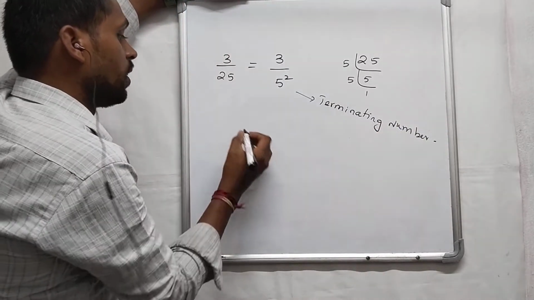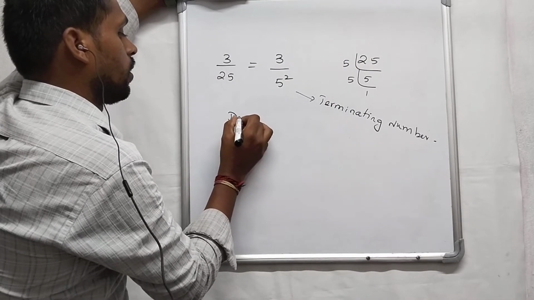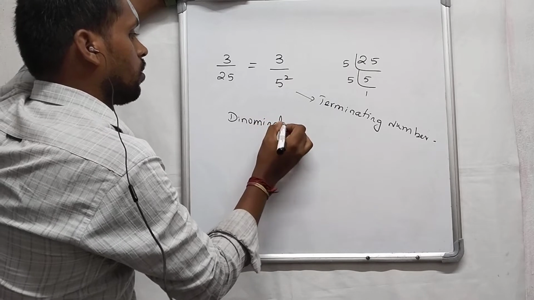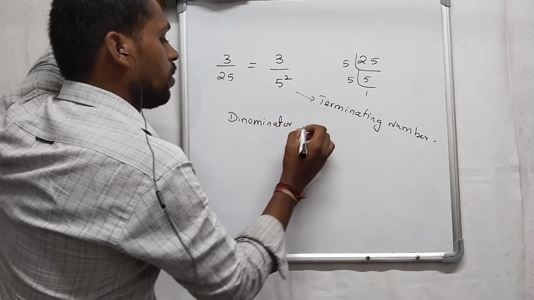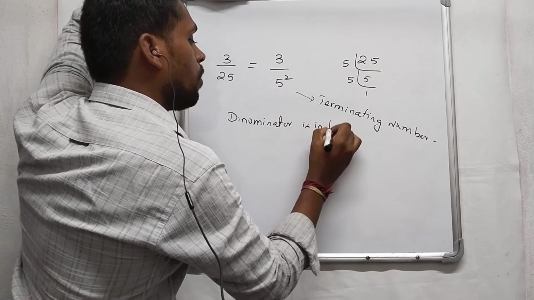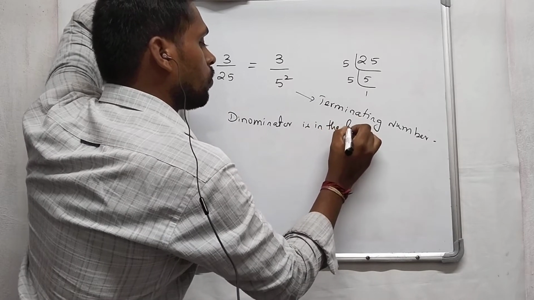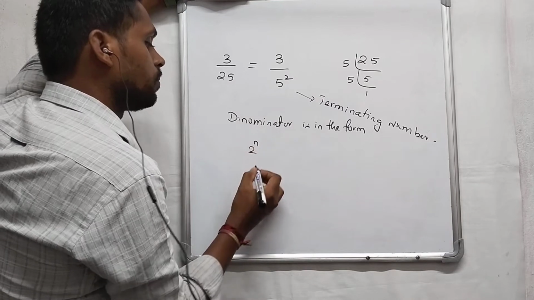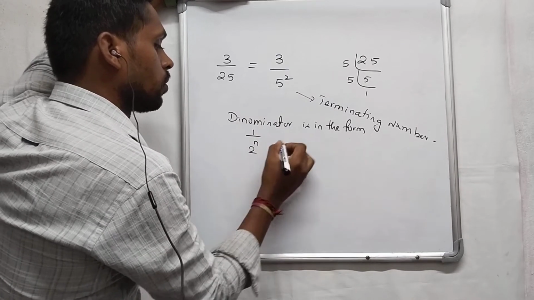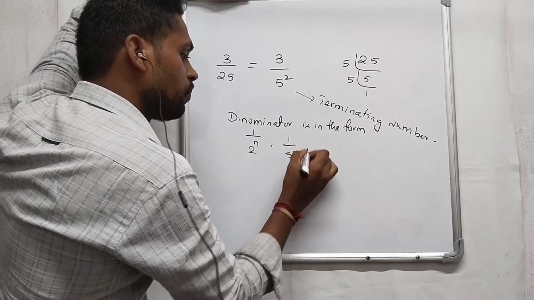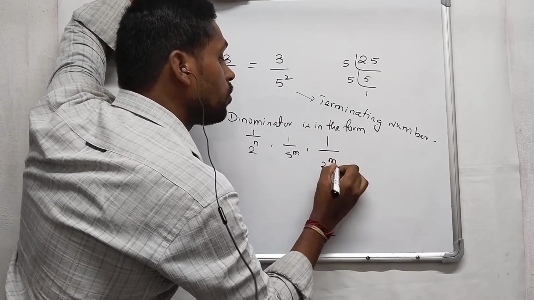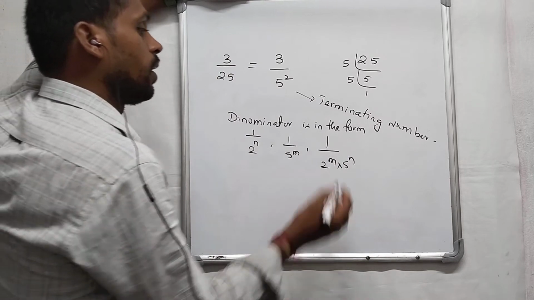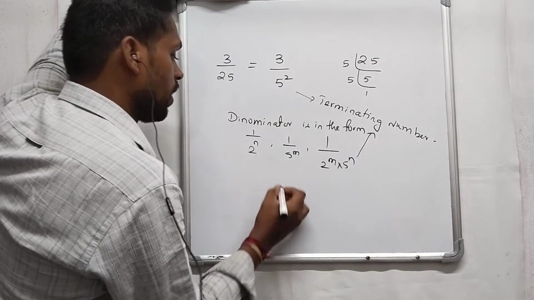So one thing: if the denominator is in the form of 2 power n, 5 power m, or both, 2 power m into 5 power n, then definitely it is a terminating number.